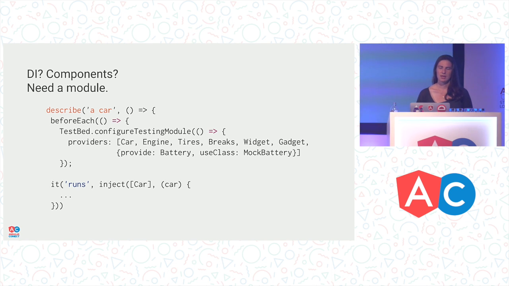using a mock one. And then inside our it block here, we'll use that inject function and tell it that we would like to get an instance of car. And this will use the same machinery that Angular uses when it does normal dependency injection.